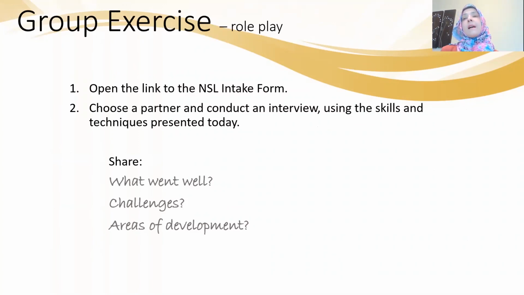So our final exercise is a role play where you will be asked to open the link to the NSL intake form. And that link will be in the comments on this YouTube video. And if you could take the intake form and conduct a mock interview with a partner, you can find a family member or a friend and just go through it, trying to use the skills and techniques that were presented today. And then think about what went well, any challenges, and whether there are any areas of development that you identified within yourself.